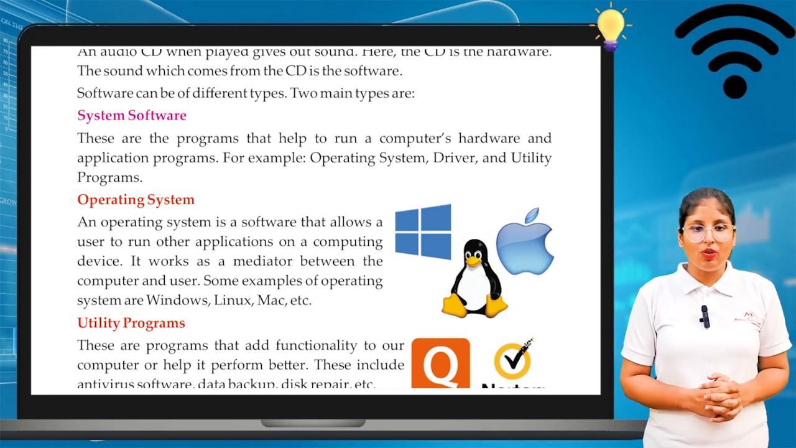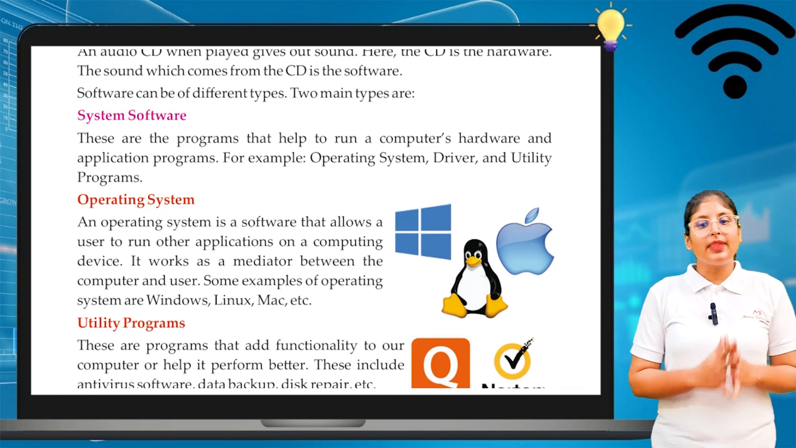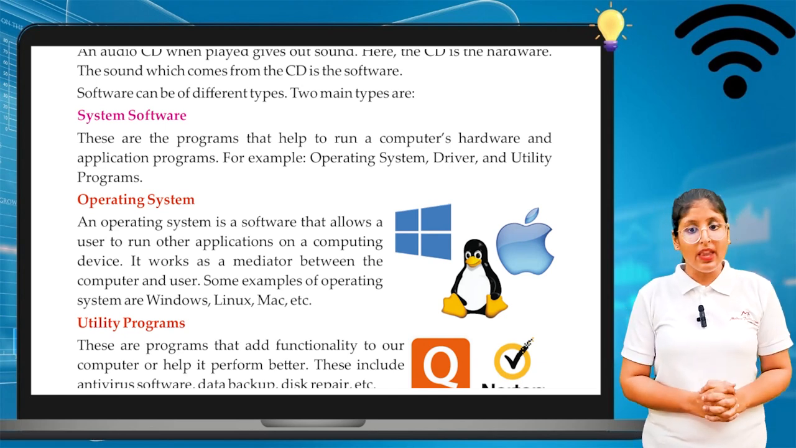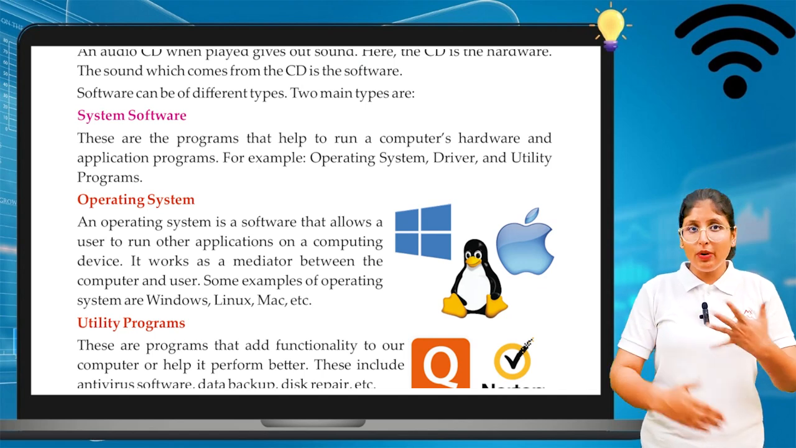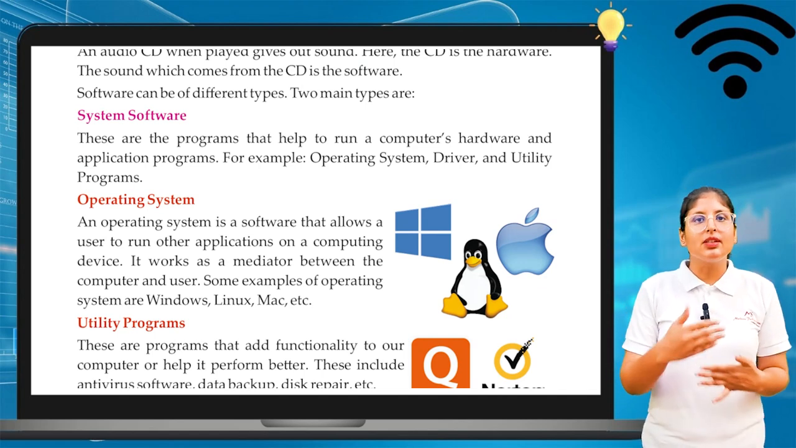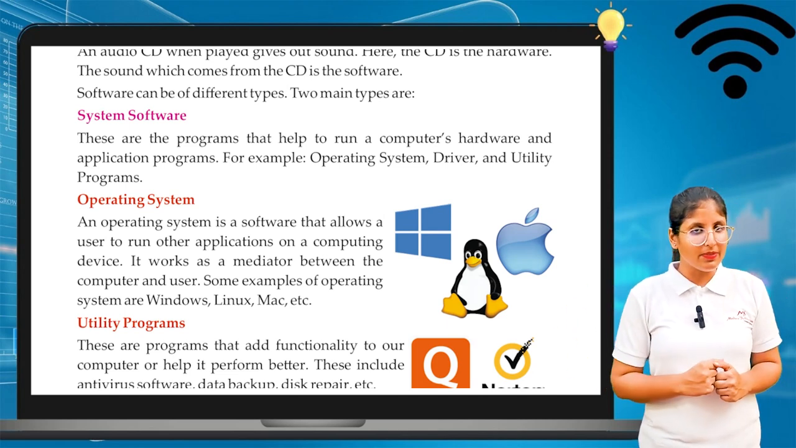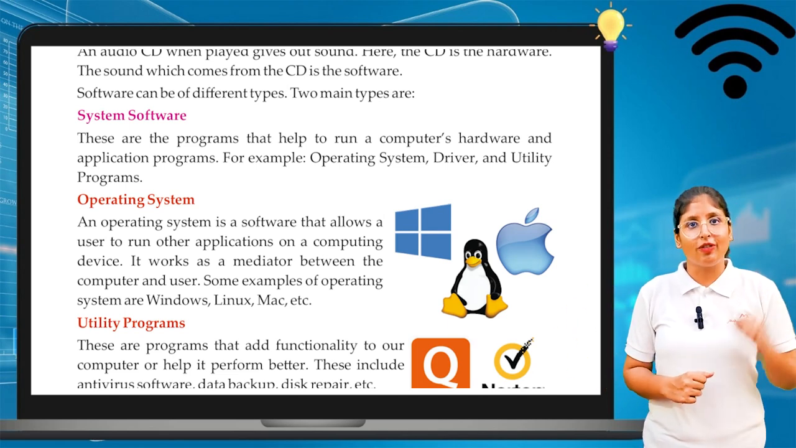First is system software. These are the programs that help to run the computer hardware and application programs. So the computer is able to run with the help of system software. For example, operating system, drivers, utility programs. These are the system software.